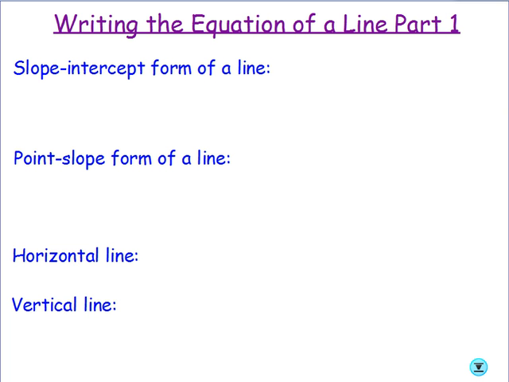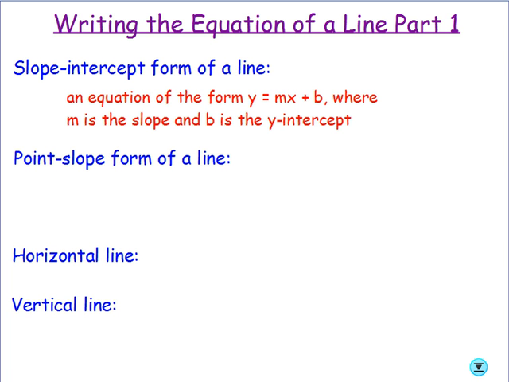There are two different options for equations that you are allowed to use. The first option that we are using today is the slope-intercept form of a line. This we are familiar with. This is an equation of the form y equals mx plus b, where m is the slope and b is the y-intercept. This is the equation we used in the last unit when we were graphing lines. This is what all of your answers will end up being like.